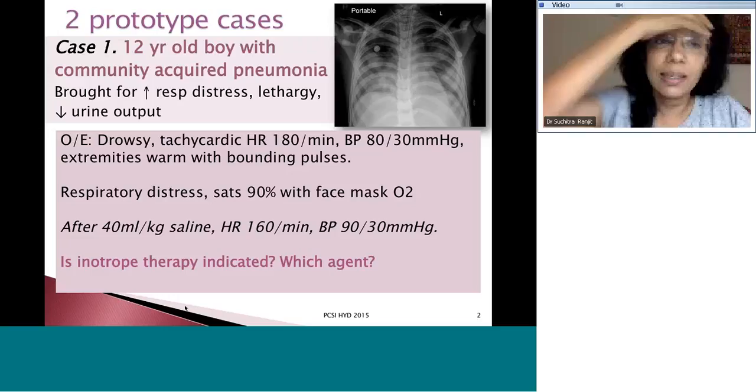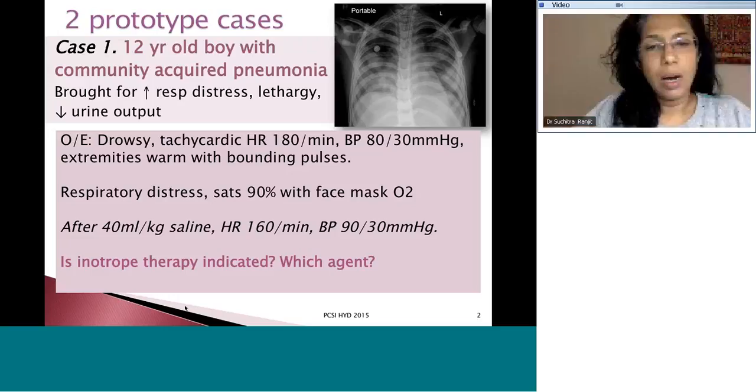So you've given him oxygen and established an IV line, given him two boluses of 20 ml of saline, 40 total, and his heart rate has come down a little bit from 180 to 160, and his blood pressure is also a little better. It's 90 and 30. So at this point of time, would you like to give him inotrope therapy, and which agent will you choose?